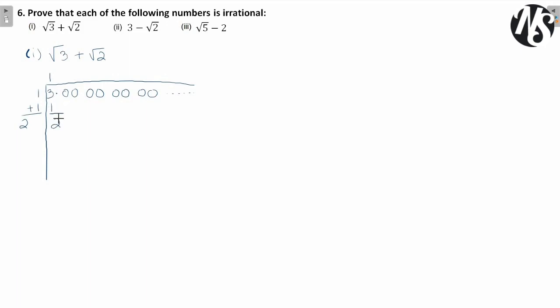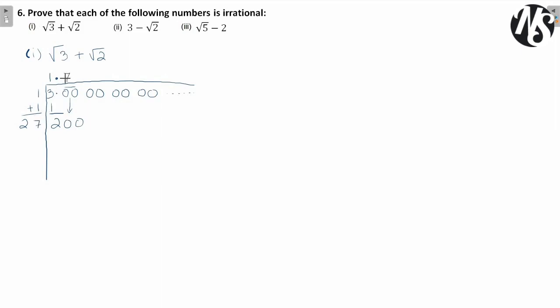3 minus 1 is 2. Now there is a decimal, so we'll put the decimal out here. So these two will come down, and you get 200. Now you have to write a number here, and the same number has to be written here. So we'll write 7 here.